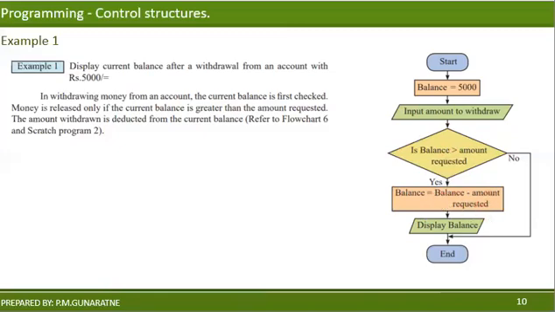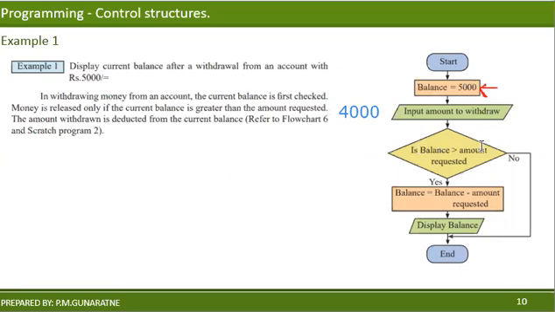Let's go with some examples, right? Okay, so this is the current balance. You have the current balance as 5,000. So the user will enter 4,000. Let's say 4,000 rupees. Okay, the user will enter 4,000 rupees here, right?